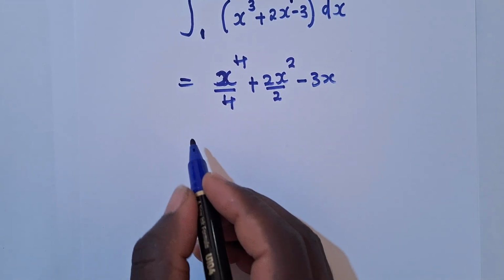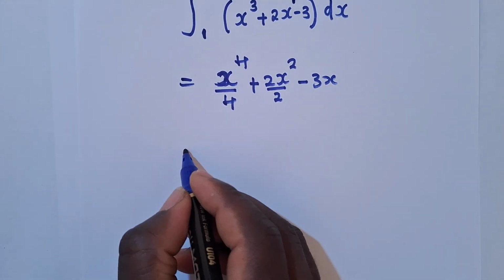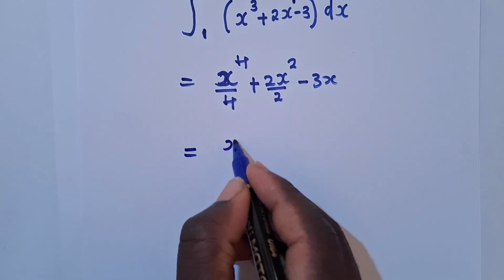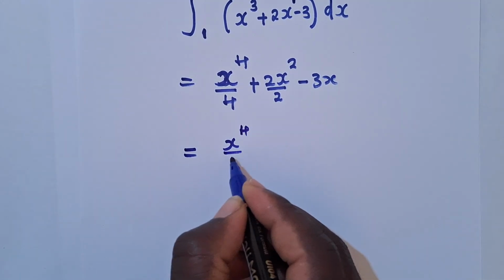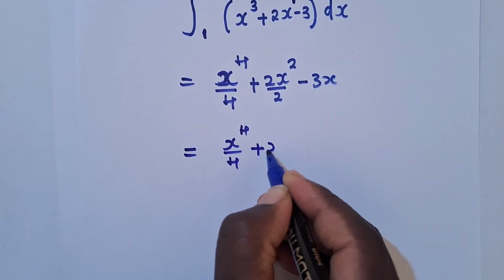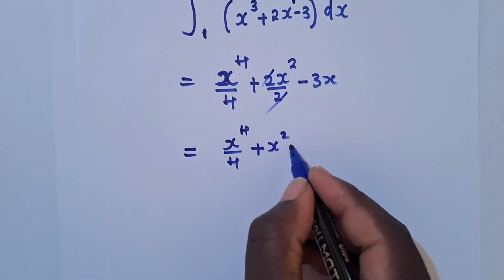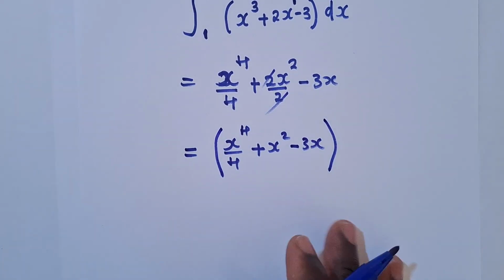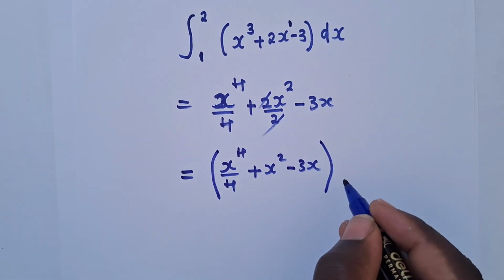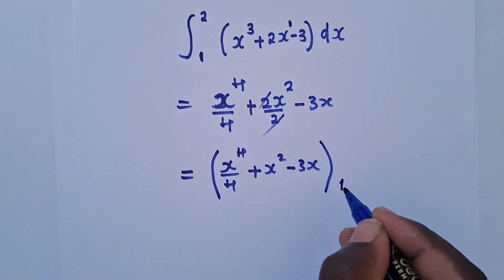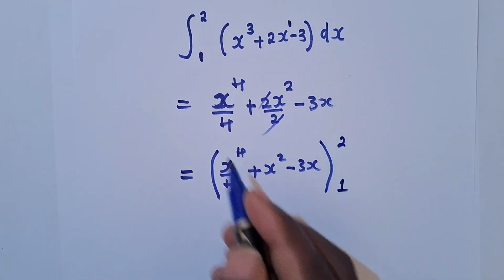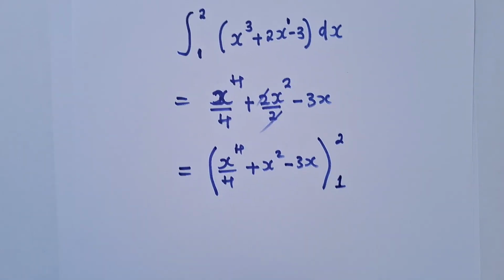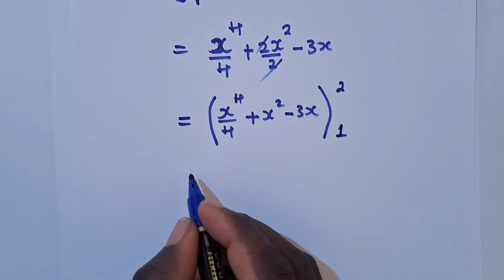And from here, of course, we can simplify further. We're getting x power 4 over 4 plus x power 2. This and this will cancel out, minus 3x, and put the brackets like this. You bring the limits. The lower limit will be here. The upper limit will be here. Lower limit, upper limit. And once you do that, you substitute.